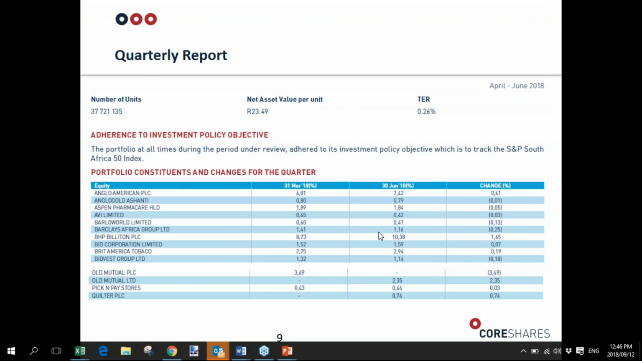And what you can see here is the share movements. So this is 31 March holdings of Anglo American was 6.81% of this fund, and at the end of June it was 7.42%. So you'll see within the fund, the share percentages are moving for various reasons. Some of these moves are just because the share price moved, so in this instance, Anglos had performed well. So you've got a larger proportion of your portfolio sitting in Anglos at the end of June than you did at the beginning of March.